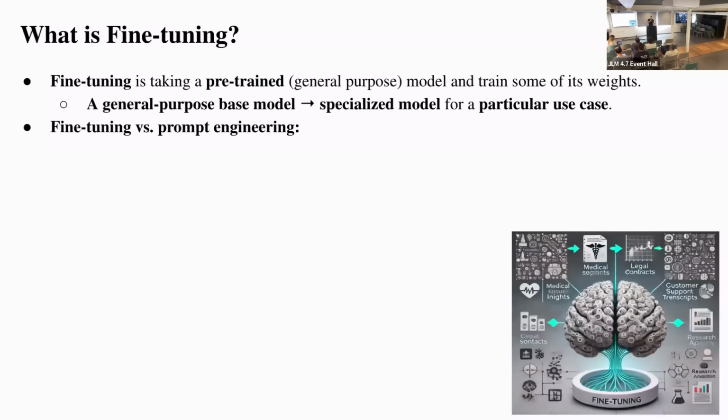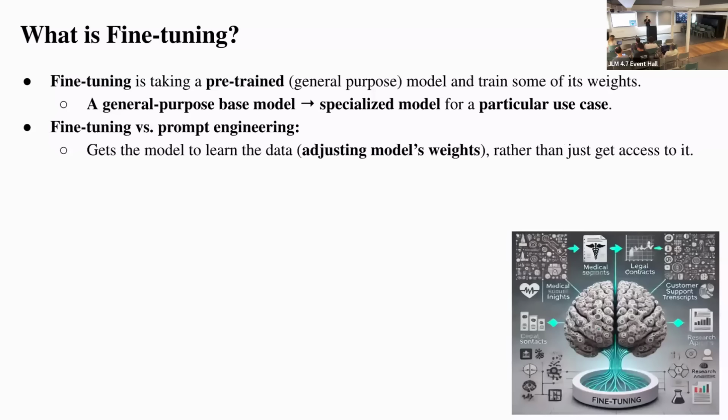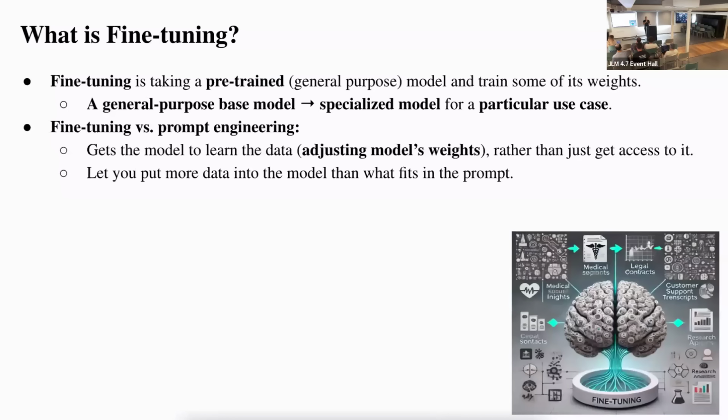So what's the difference between fine-tuning and prompt engineering in short? In fine-tuning, we get the model to learn the data. We're actually adjusting the model weights, rather than in prompt engineering where we just have access to the model. In addition, fine-tuning lets us put as much data as we want in the training process, as opposed to prompt engineering where we have the context window limitation.